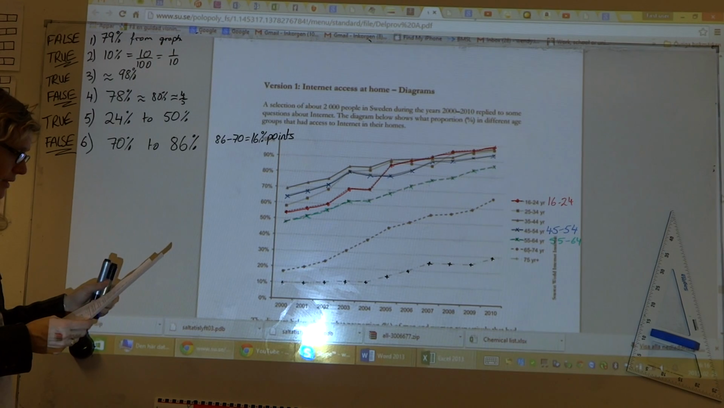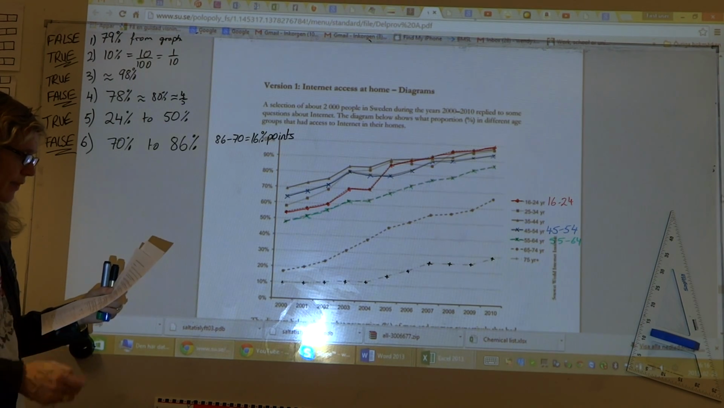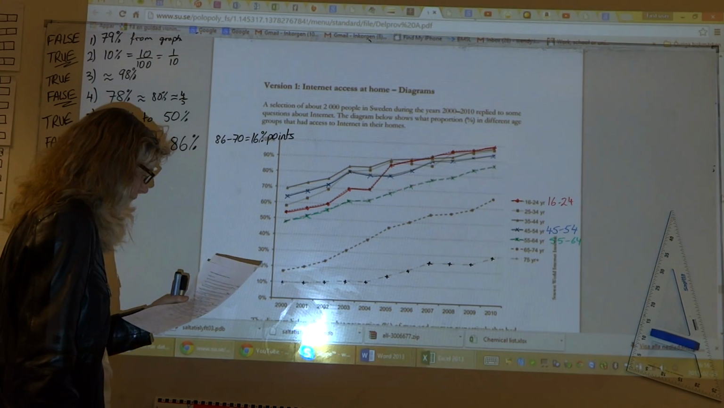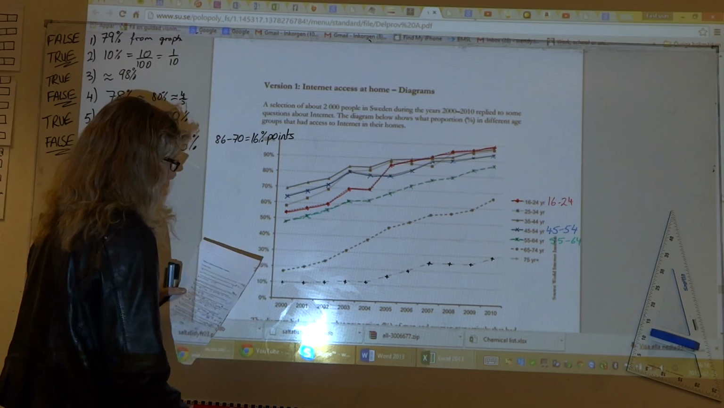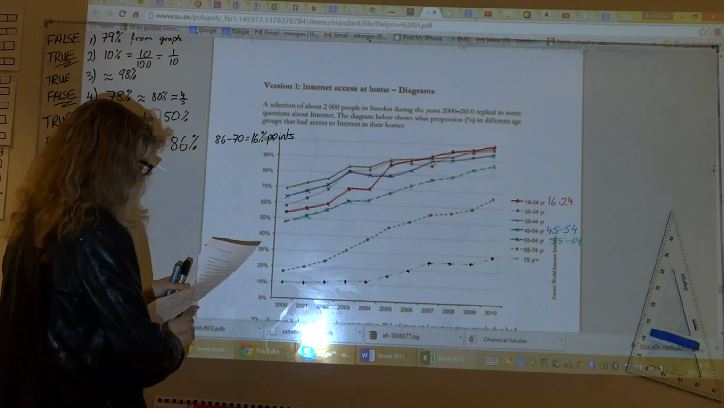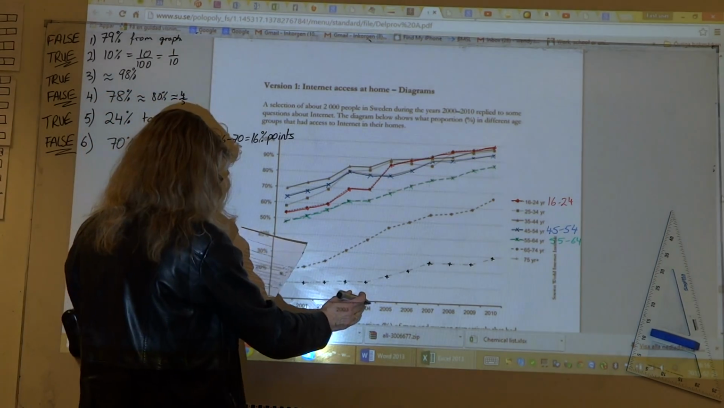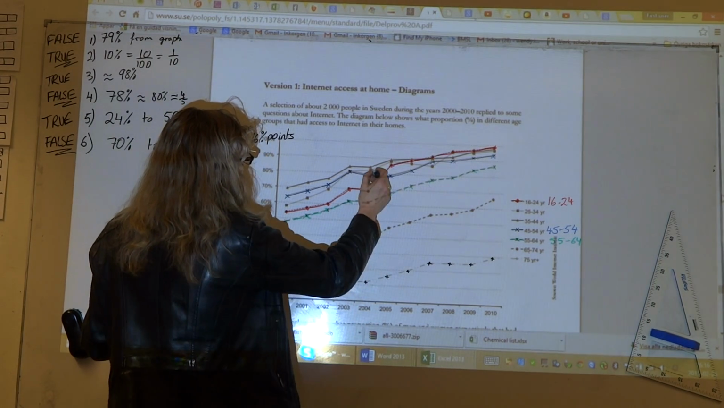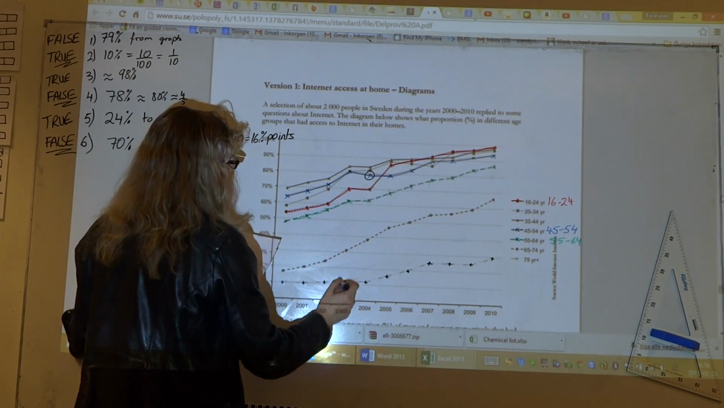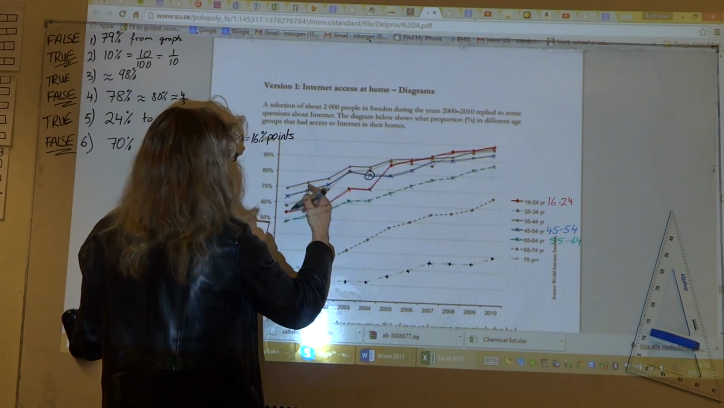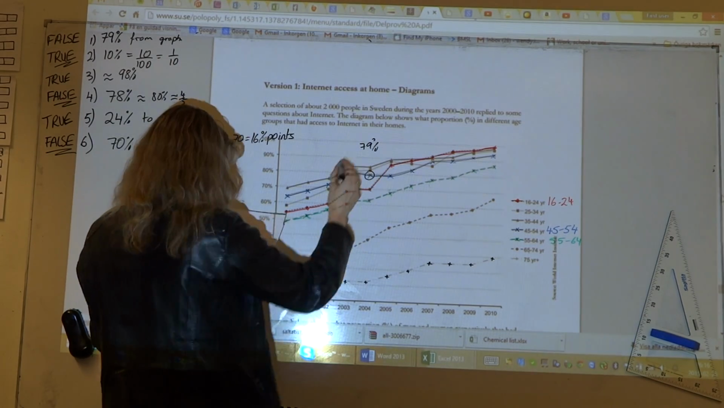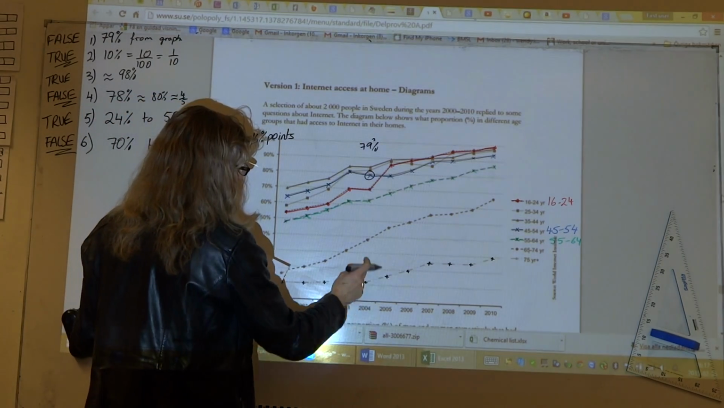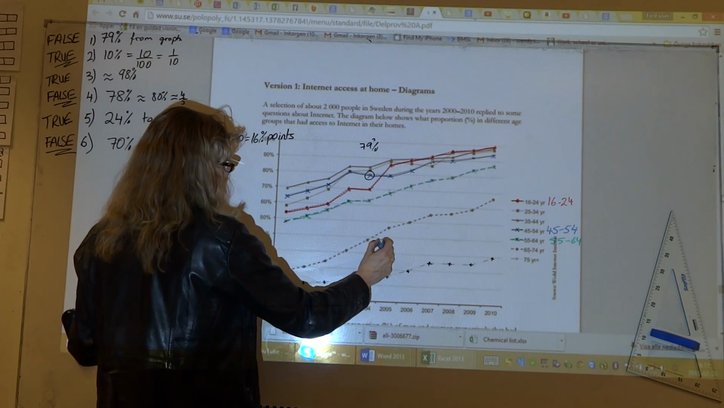Question 7, it says, in 2004, there were twice as many people in the age group 45 to 54 that had access to the internet as the 65 to 74. Well, if we just look at the age group 2004, in 45 to 54, we're looking at the blue one here. It's about 79%. And in the age group from 65 to 74, in 2004, we're looking about 39%.